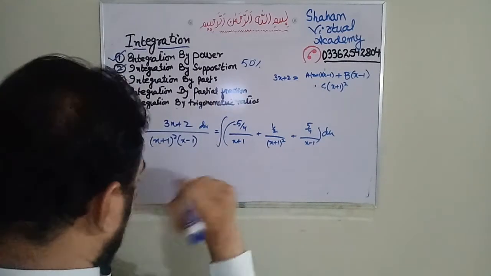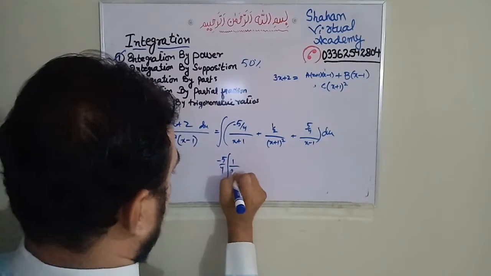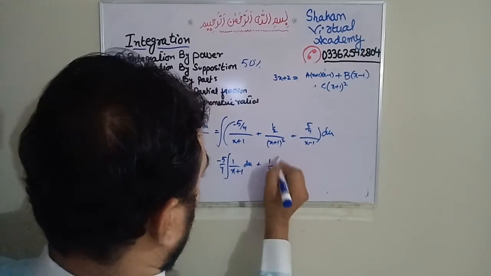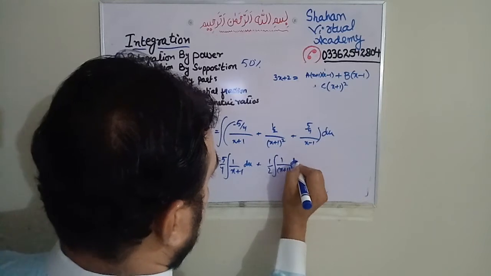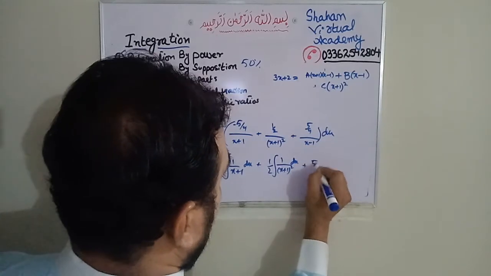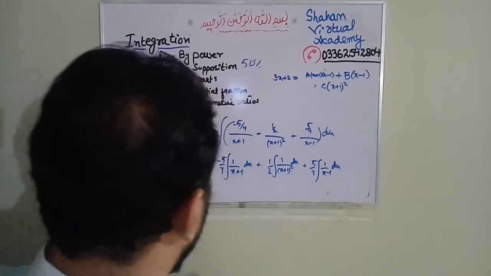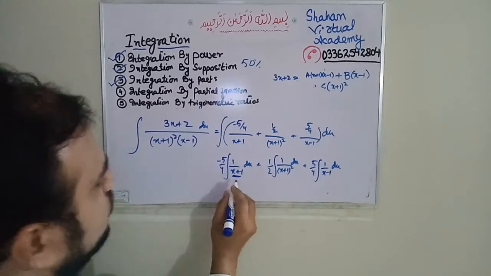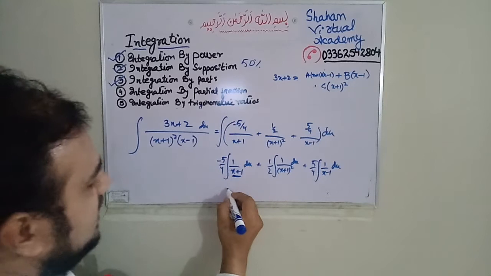Okay, so it becomes minus 5 upon 4 times 1 upon x plus 1 dx, plus 1 upon 2 times 1 upon (x plus 1) whole square dx, and 5 upon 4 times 1 upon x minus 1 dx. So it's so simple, x plus 1, you can also do that with the supposition method, that x plus 1 becomes ln x.